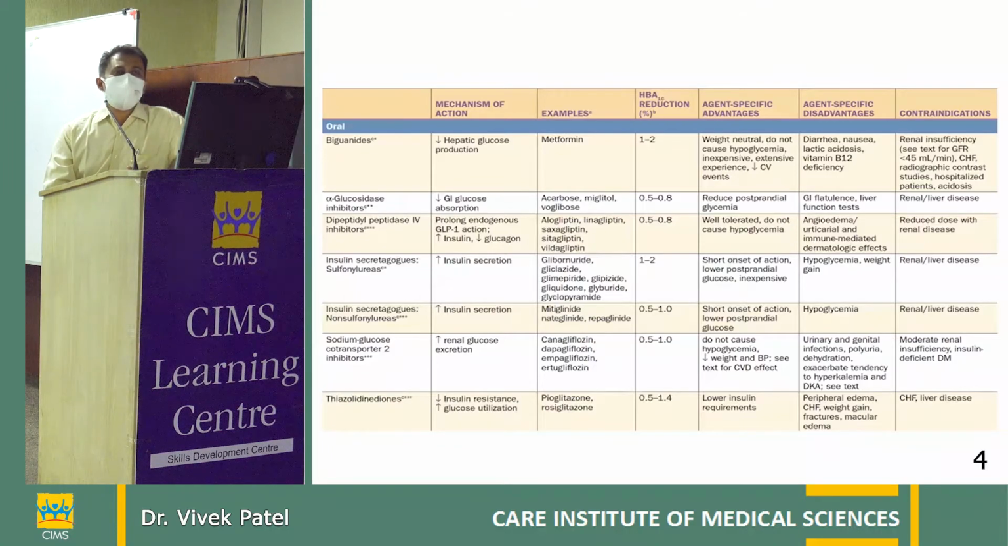The common side effects with this alpha glucosidase inhibitor are again GI disturbances like flatulence and increased frequency of stool. Another group is the DPP-4 inhibitor, a very safe molecule, causes glucose-dependent insulin release. Different molecules which are available: alogliptin, saxagliptin, sitagliptin, vildagliptin, linagliptin. All are very safe, well tolerated, with minimum side effects.